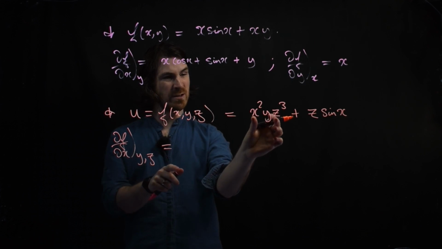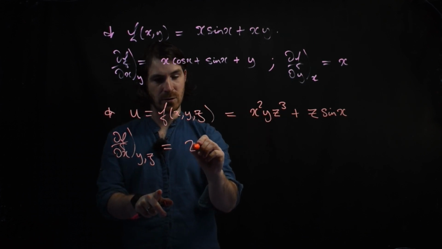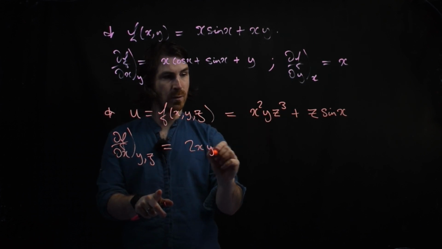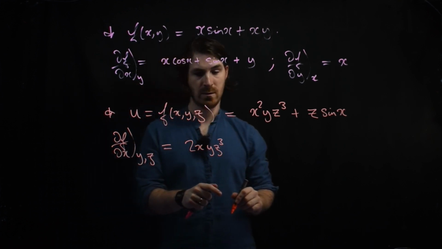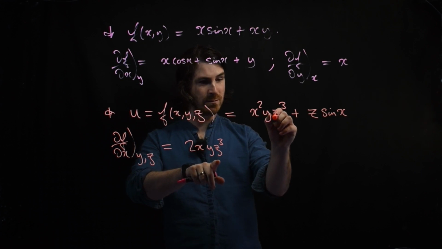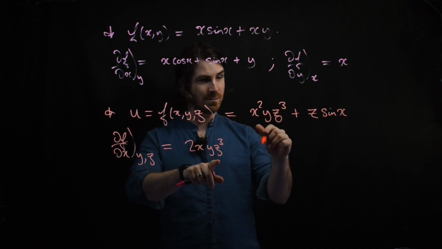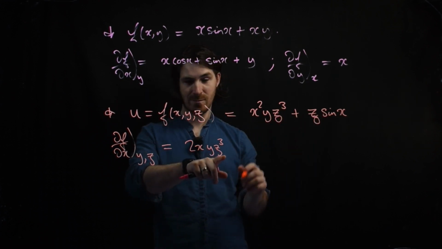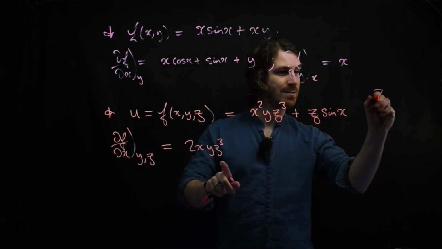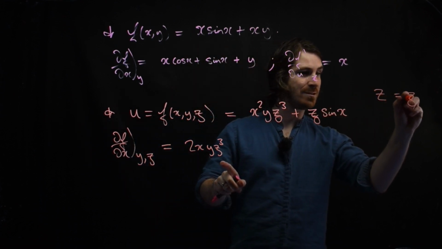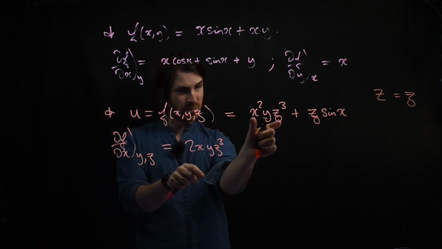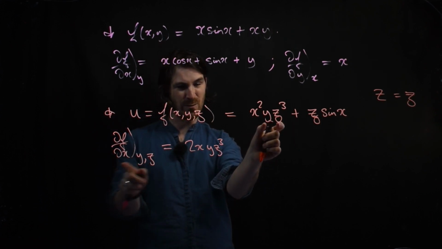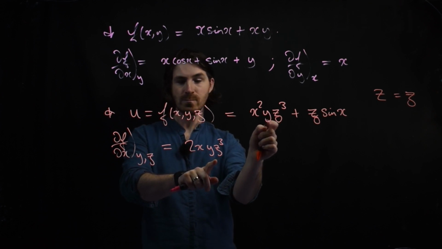So if we differentiate this term with respect to x, we get 2x y z cubed. Okay, and sorry, I'm using two different types of z. Okay, so if I write this is z, but this is equal to this. Depends what mood I'm in. Okay, so we've differentiated this with respect to x, holding y and z constant.